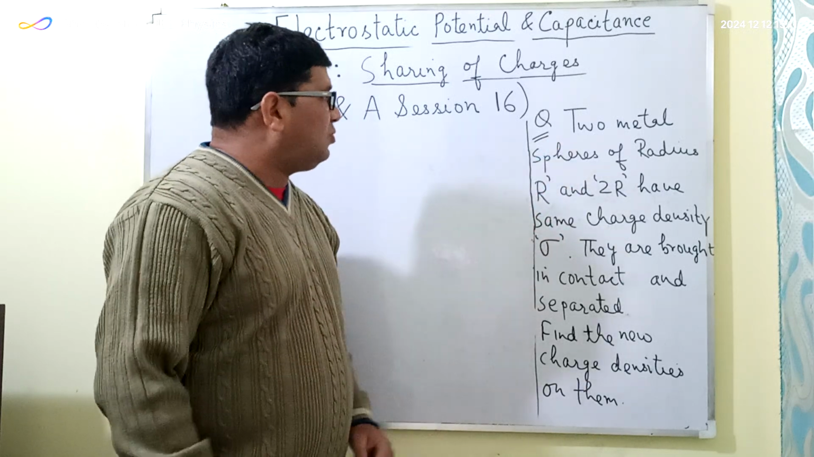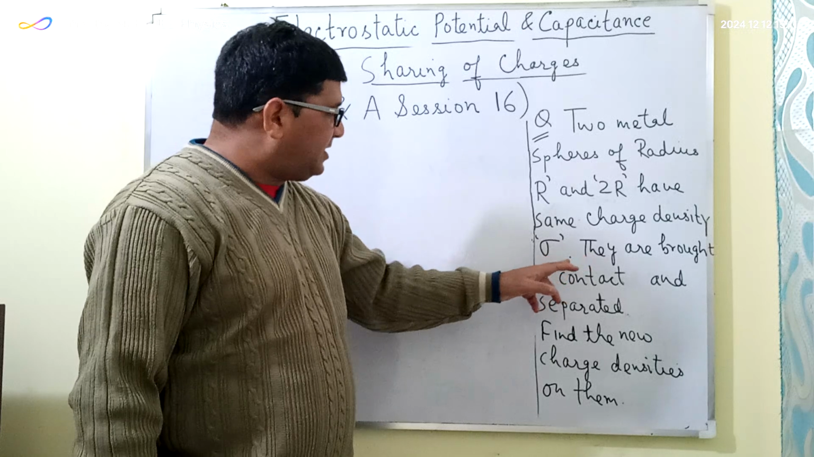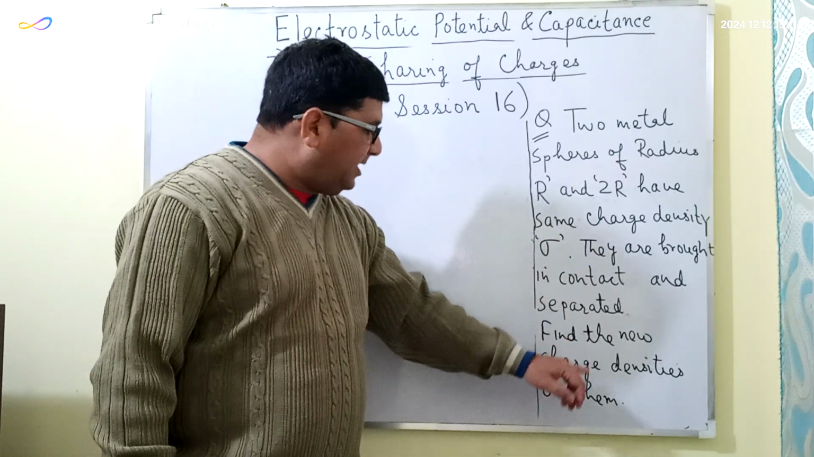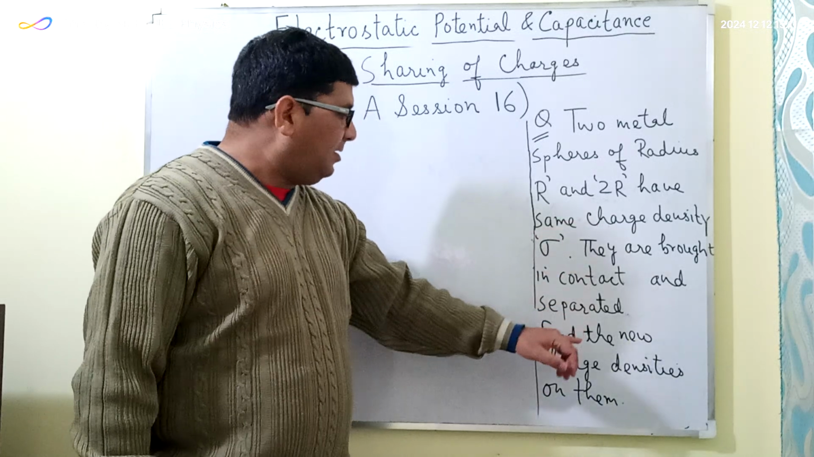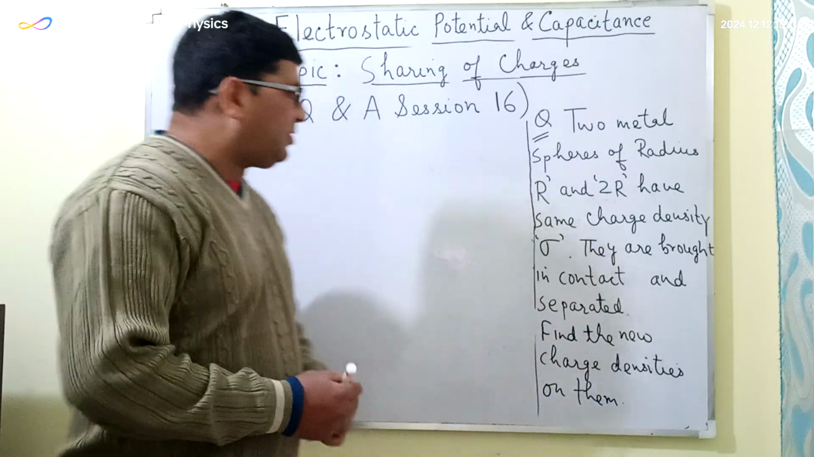So the question here is: two metal spheres of radius r and 2r have the same charge density sigma. They are brought in contact and separated. Then find the new charge densities on them. That is, we have to find the charge densities on both the spheres after they are brought in contact with each other and separated.